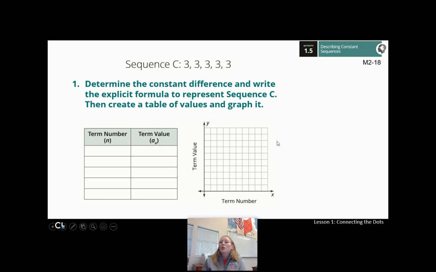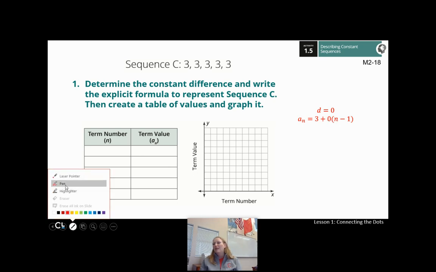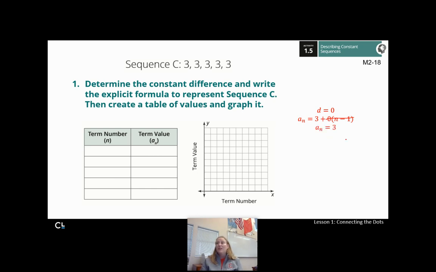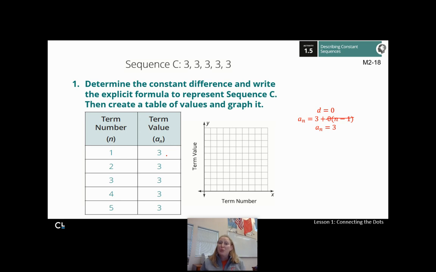All right, so my common difference is 0. And my first term is 3, so I put in 3 plus 0 times n minus 1. And then I was like, well, this is silly because 0 times anything is 0. So this whole chunk is going to die. So it turns out I just have a sub n equals 3. Fair enough. I then put my terms in here. So terms 1, 2, 3, 4, 5. I put 1, 2, 3, 4, 5 for my term number, but all of my terms were 3. So that was not as exciting as I hoped.